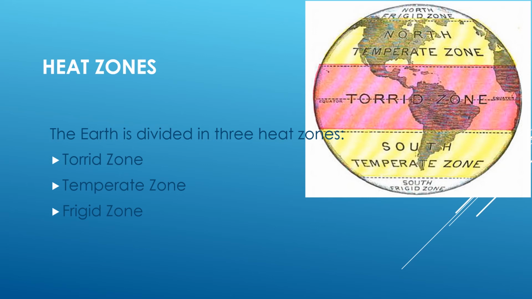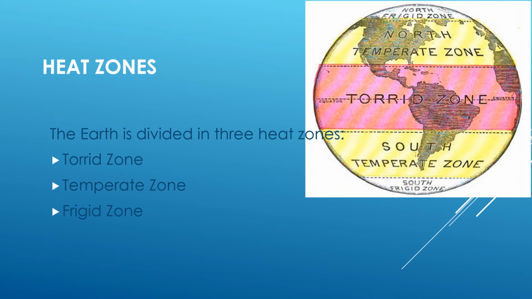Now, the temperate zone is in yellow color. There are two temperate zones. One is in the northern hemisphere, which is known as the north temperate zone, and one is in the southern hemisphere, which is known as the south temperate zone. And also there is the third zone that is named the frigid zone, which is near the poles. Near the poles, at the top it is the north frigid zone, and towards the south is the south frigid zone.